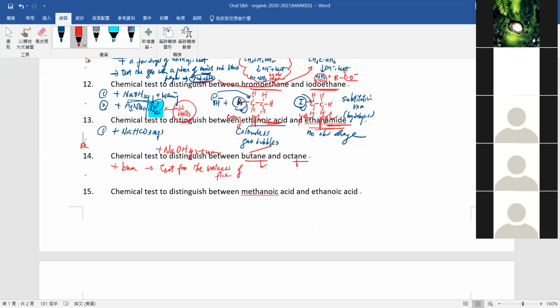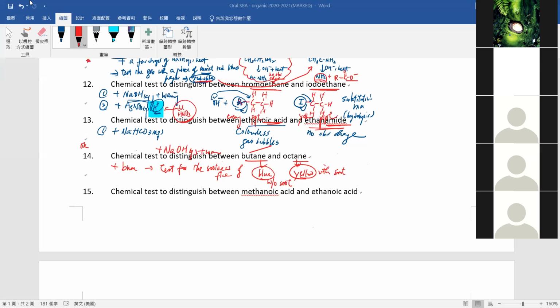Okay, this one will give you a blue flame, while this one will give you a yellow flame. Okay, with soot, without soot. Why? Why is it possible? What is the chemical principle behind?